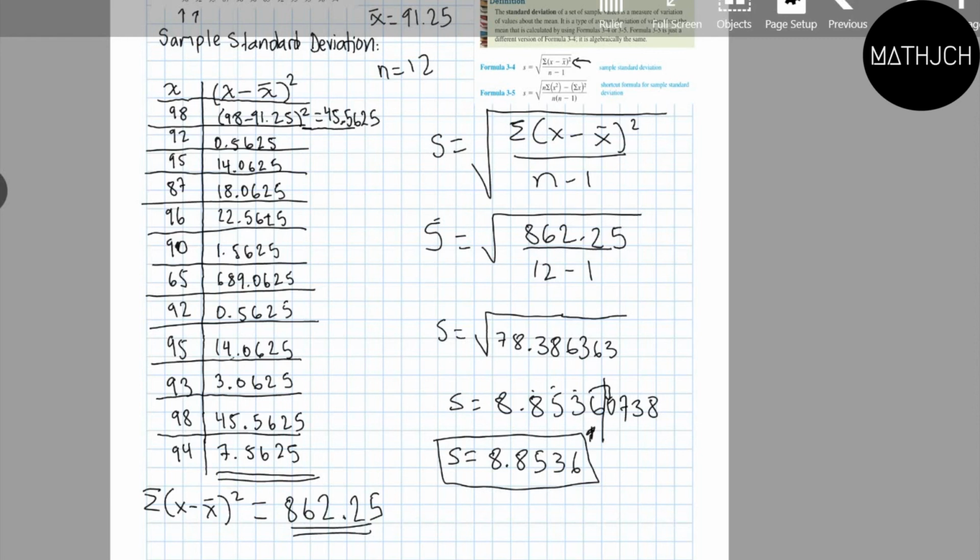I double checked with my calculator, the TI-84 calculator, and we get the exact same value.